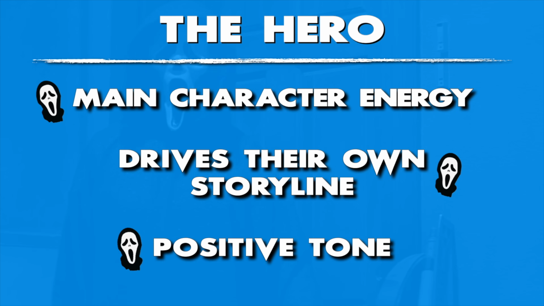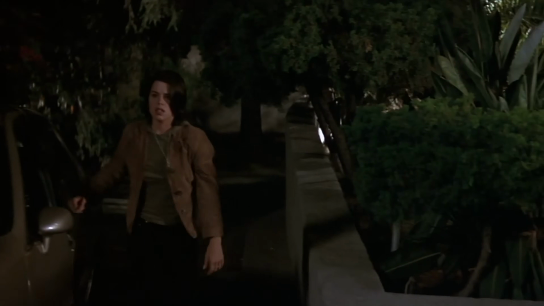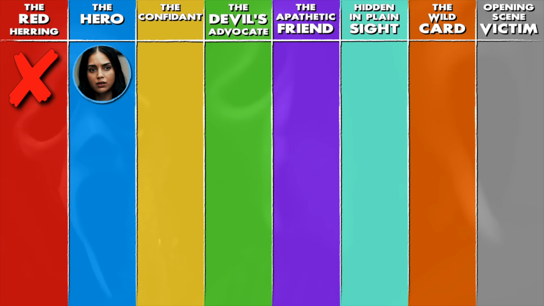For the hero character type, these are your main protagonists, whose perspective is mostly what we see the movie through. More importantly though, they're the characters who drive their own storyline and are shown to be positively toned, regardless of whether or not they turn out to be the killer. Sam would obviously fill this role in Scream 6, as the plot is primarily concerned with not only exploring her feelings, but also the way in which they influence the course of the movie through the choices she makes in response to them.